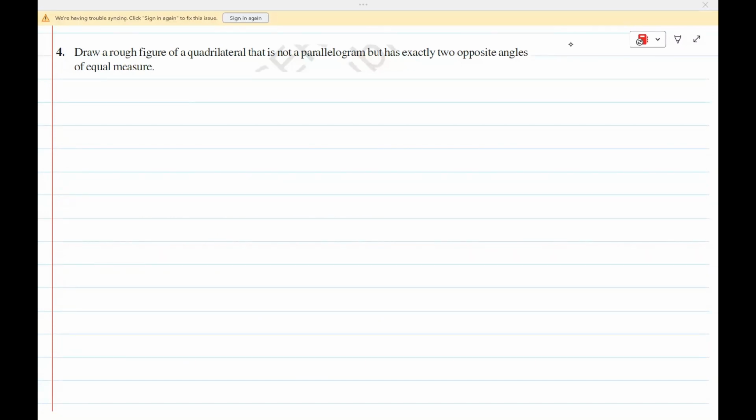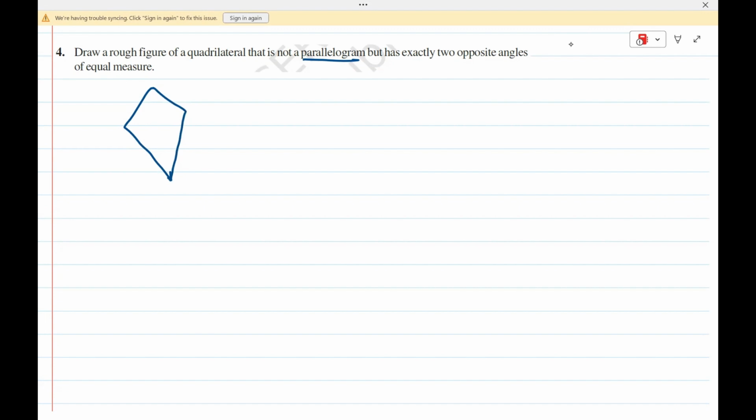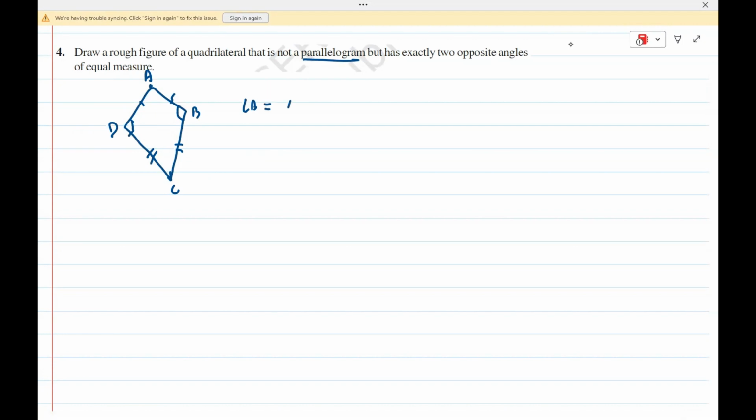Draw a figure of a quadrilateral that is not a parallelogram but has exactly two opposite angles of equal measure. Here we have studied the kite, right? So the kite is like this. The property of a kite says two pairs of adjacent sides are equal. A, B, C, D. So AB is equal to AD and DC is equal to BC. Also, the property of a kite says one pair of opposite angles are equal. So here, angle B is equal to angle D, and they have asked the same thing: exactly two opposite angles of equal measure. So angle B and angle D are equal and it is not a parallelogram. Yes, I know a kite is not a parallelogram. So this is the figure.